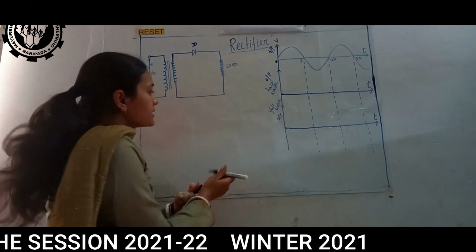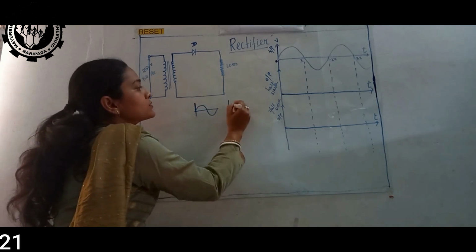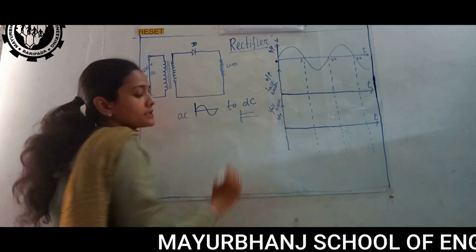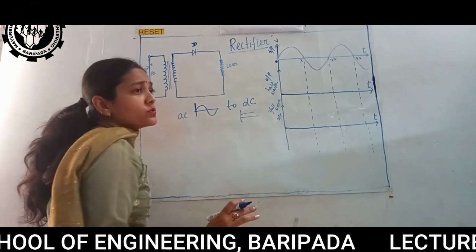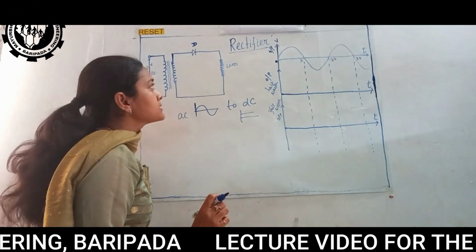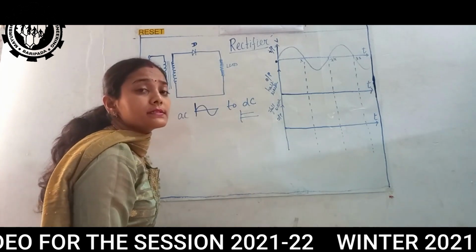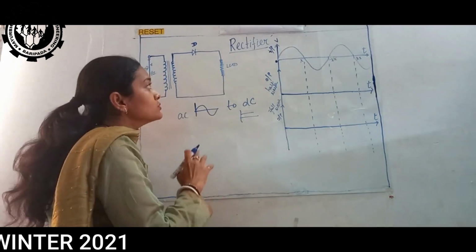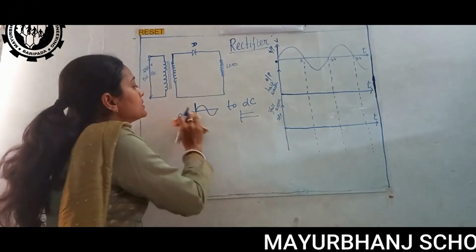So now as I said, it converts an AC signal to DC, AC to DC. Now how does it convert? We need some semiconductors such as diodes and thyristors. So we can use these elements for our rectification purpose.